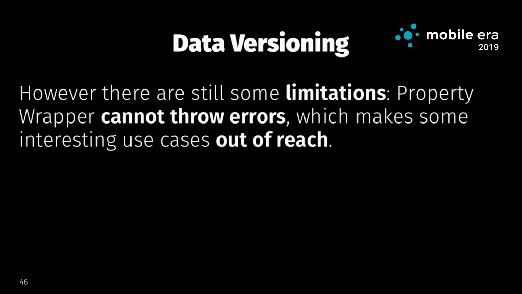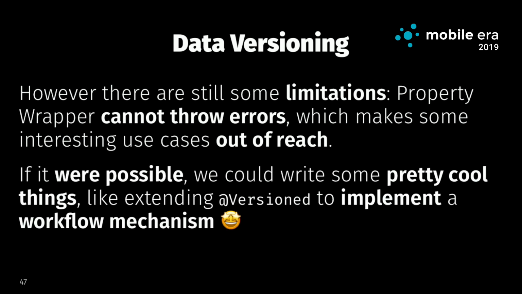However, you also need to understand there are some limitations. Basically, the biggest limitation that you have with property wrappers today is that they cannot throw errors. And unfortunately, it makes some interesting use cases out of reach. Think about it: if a property wrapper could throw, we could be implementing things like a workflow mechanism. For instance, we were talking about ExpenseReport. You have states, but there are some rules between the states. For instance, you can go from submitted to accepted, but once it's accepted, it cannot then go to rejected. And same thing, if it had been rejected, you cannot get it back to submitted.